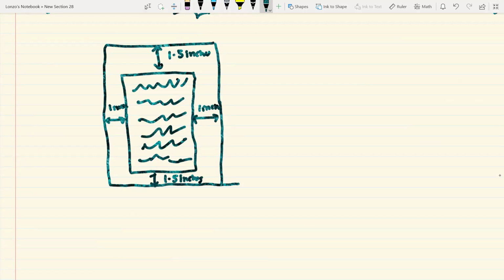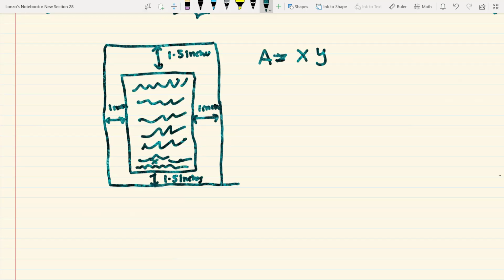So this is related to area, right? How do we find this area? We know that area is equal to length times width, or we could call our length x and our height y. So how do we do this? This length here is x, right?